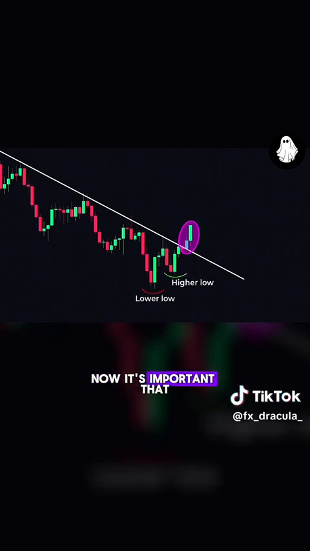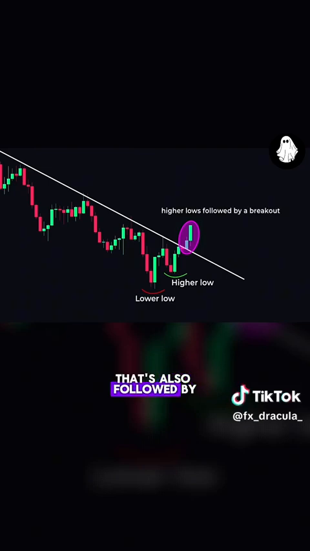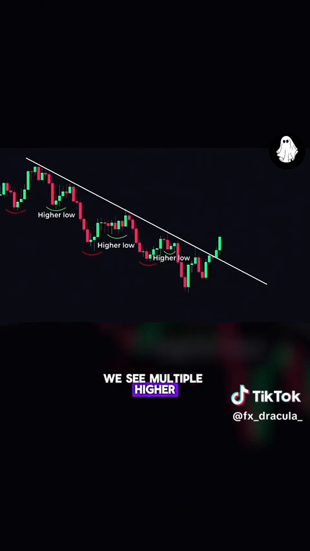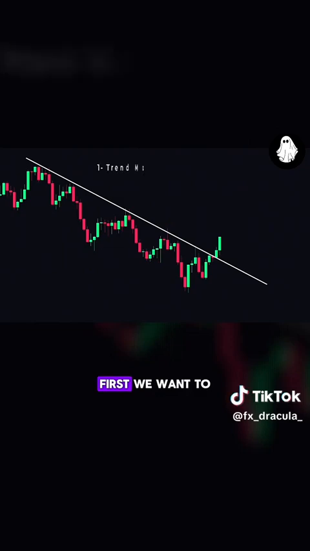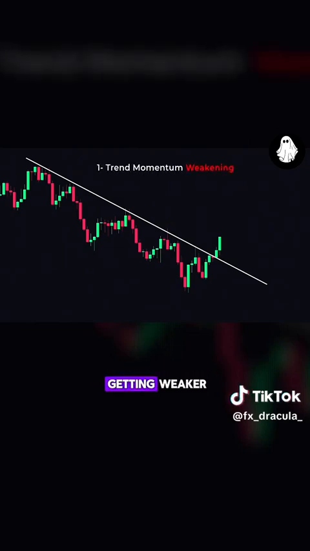Now, it's important that we find higher lows that are also followed by a trend line breakout, because in this example we see multiple higher lows earlier, but since they were not followed by a trend line breakout, they were not valid entry points.